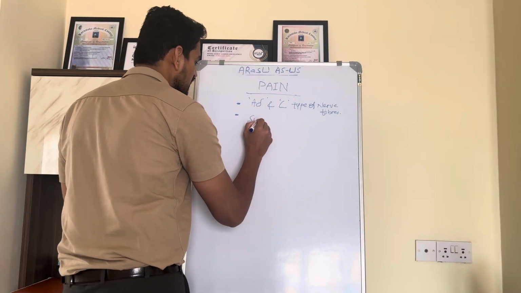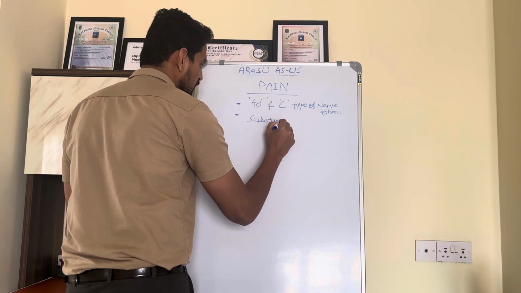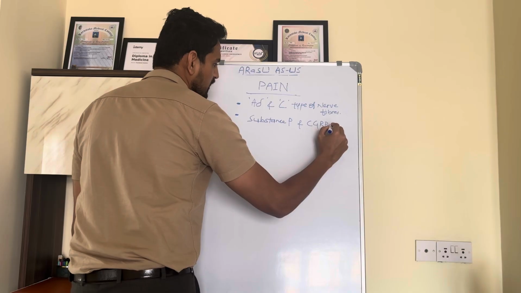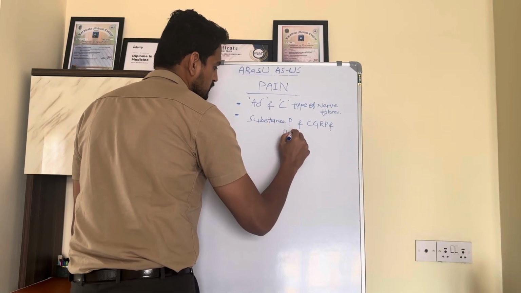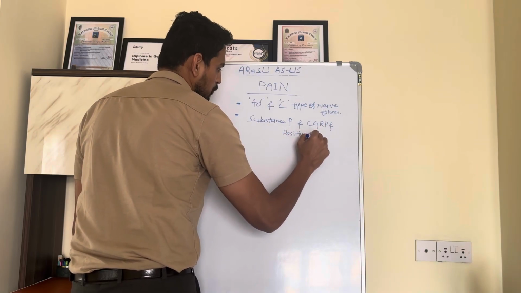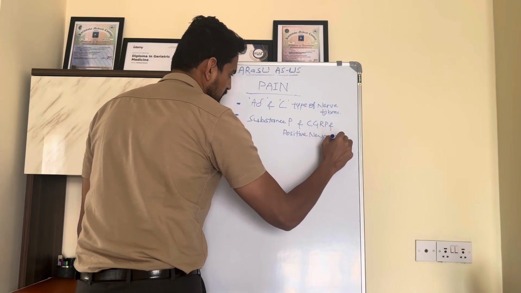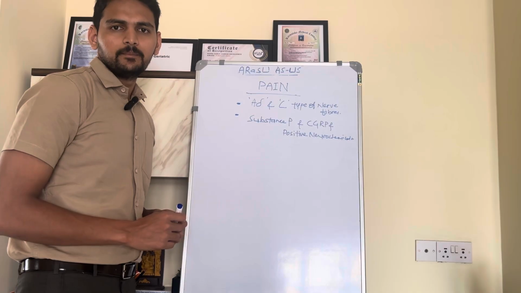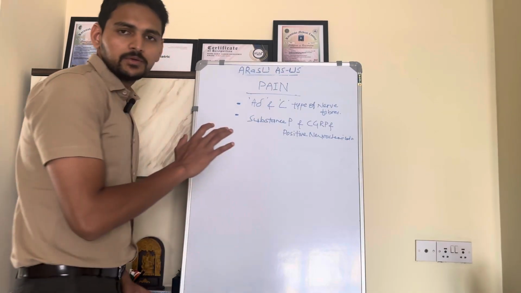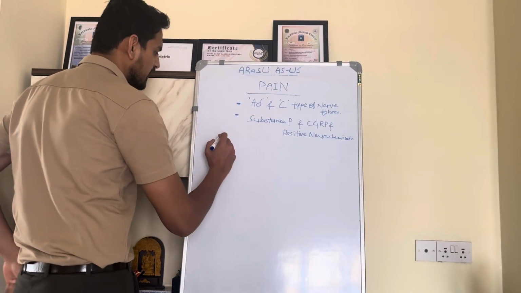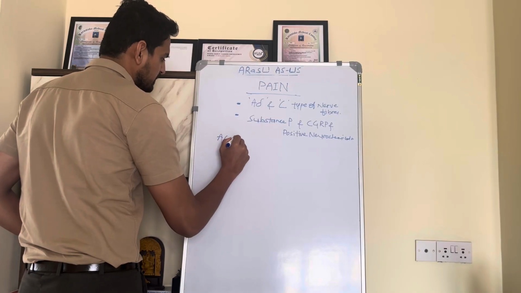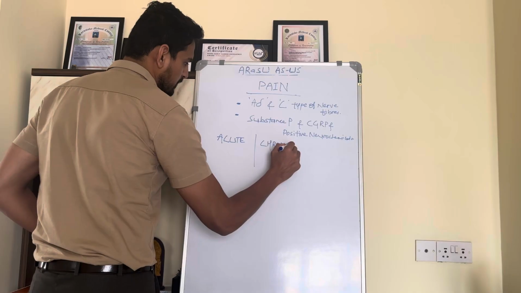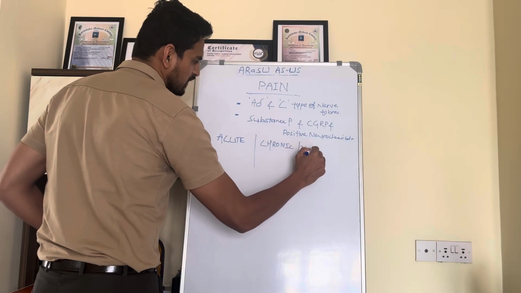For example, substance P, CGRP, and some other neurochemicals. This is some basic pain pathophysiology. Coming to the treatment proper, we can divide it like this: mainly acute pain, chronic pains, and neuropathic pain.